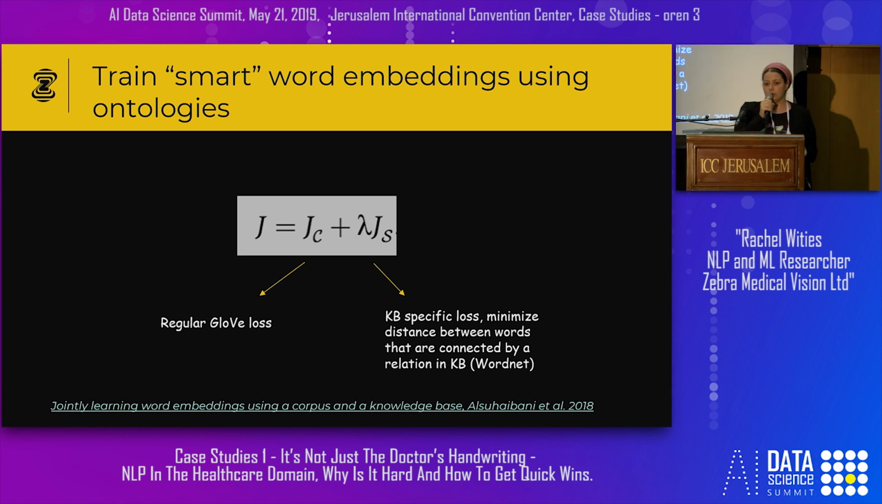Another approach that is more holistic is from this paper from last year, where they actually trained one set of word embeddings that is both the medical student and the one that has knowledge about the world. And what they did is they trained regular GloVe word embeddings, but they added to the loss a specific loss of the knowledge base. In this case, they used WordNet, that minimizes the distance between entities that are connected by a relation. So here we just have one holistic model that knows both the implicit information from the text and the explicit information from our knowledge base.